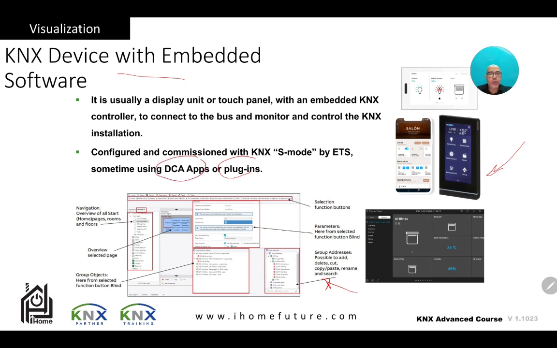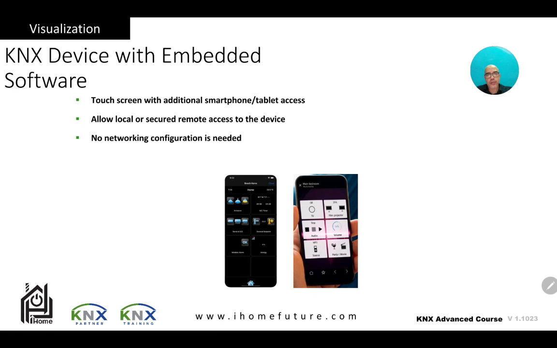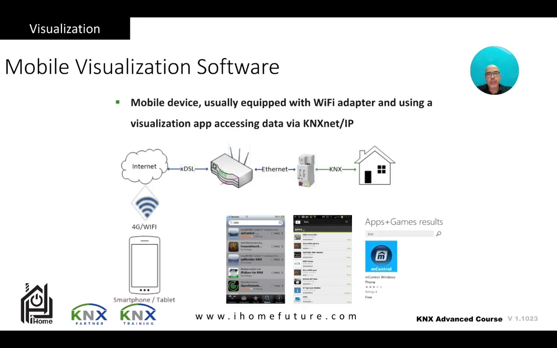Okay. Then you can configure it from this plugin or from ETS, and say that I put here, let's say, a button, I put here a screen, something like that, okay? So this is a KNX device with embedded software on it. Or I can use a mobile app. So it's a mobile app on my mobile, okay? And my mobile is connected to the system via IP router, okay? And with this mobile app, I can control the system or read the status.